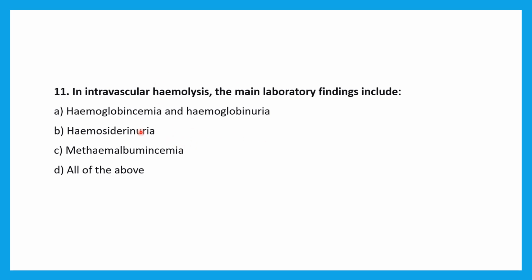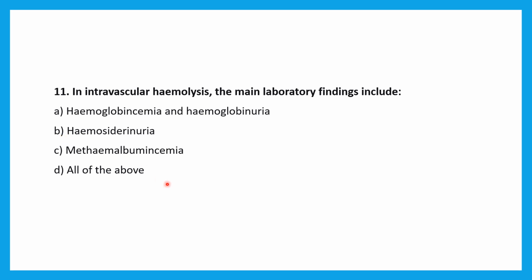So when we talk about hemoglobinemia, this is about free hemoglobin in the plasma, where we get to see the pinkish serum, right? And then we talk of hemoglobinuria. This is the hemoglobin that is excreted in the urine. The urine tends to be dark brown, okay?